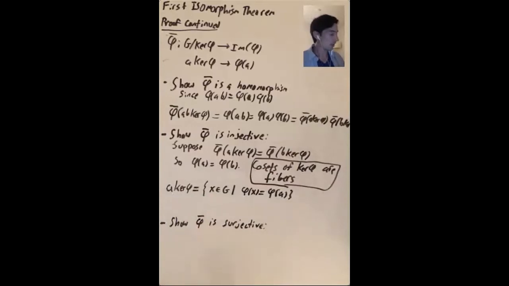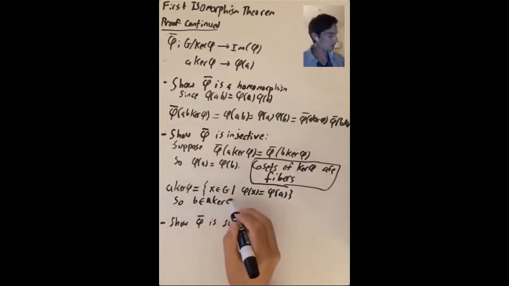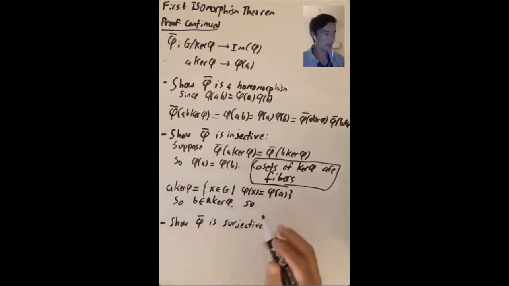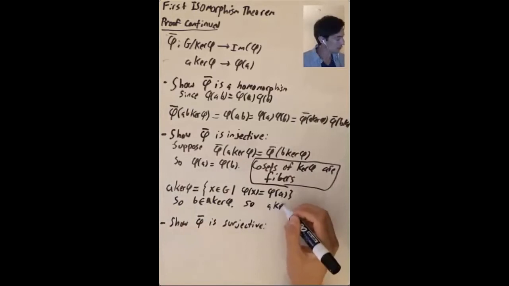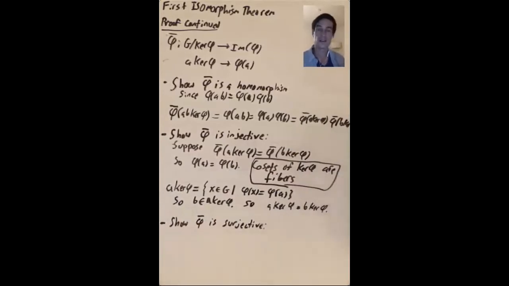So what does that mean here? Well, we know phi of B is equal to phi of A. So that means B is in this same coset, A times the kernel of phi, which means, because two cosets that have non-trivial intersection are equal, A kernel phi equals B kernel phi. And that's exactly what we need for this map to be injective, this homomorphism to be injective. So now let's do the last part.